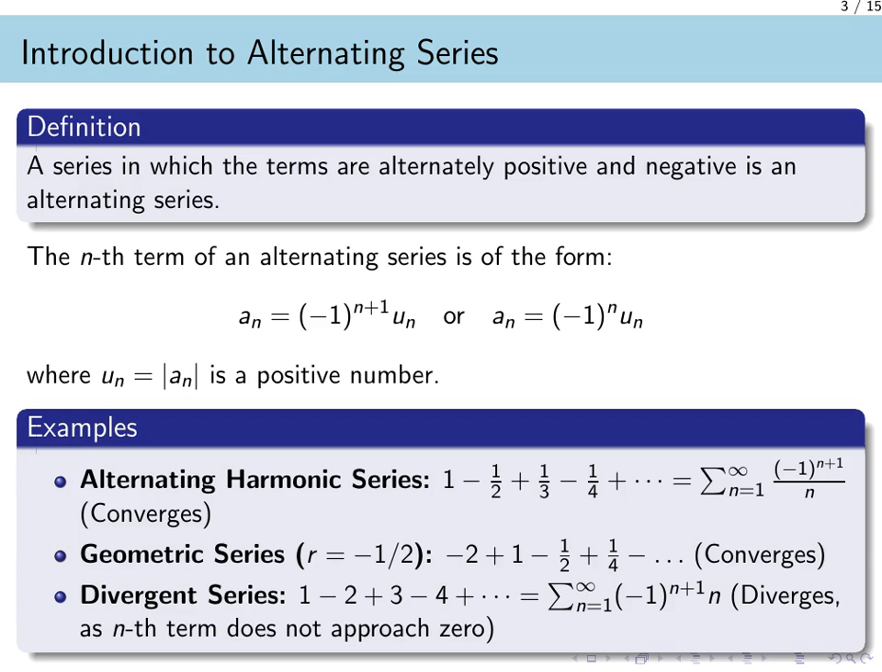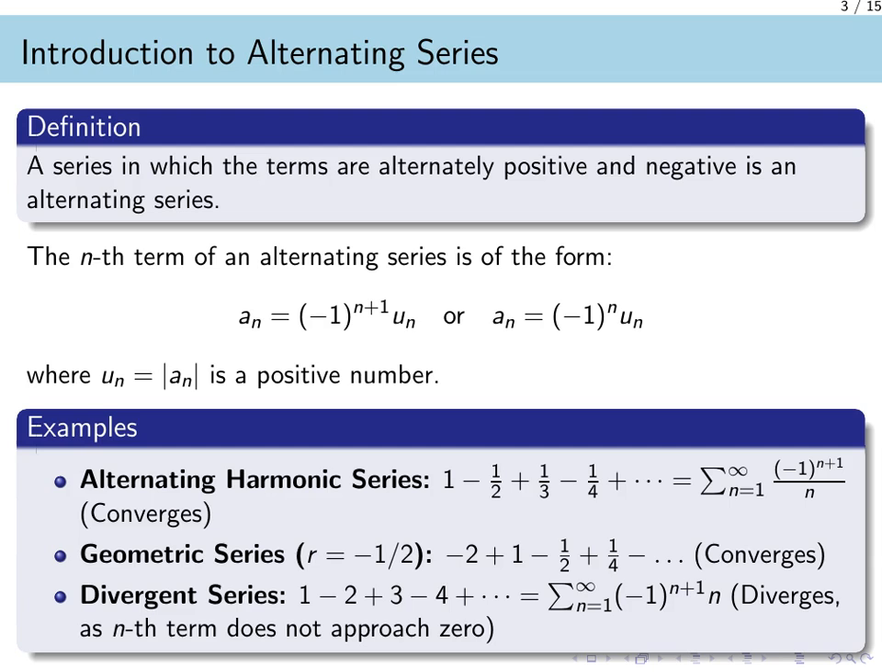Now we will turn our attention to a special type of series called an alternating series, where the signs of the terms switch back and forth. An alternating series is one in which the terms are alternately positive and negative. This means the general term a sub n can be written as (-1)^(n+1) times a positive number, u sub n. The term u sub n simply represents the positive magnitude or absolute value of each term in the series.